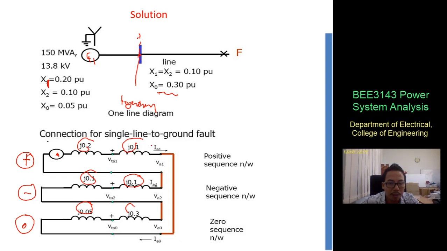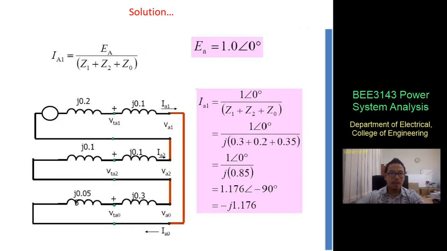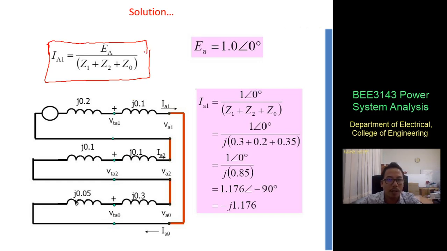So basically, we have already drawn the circuit for the single line to ground: positive, negative, and zero sequence. So when we get this, of course, this is the IA1, this is IA2, and this is IA0, same like that. Okay, then what should we do? Our target is to find the IA1 because the equation given is for IA1, the positive sequence current. So we just use the equation that we already derived before.